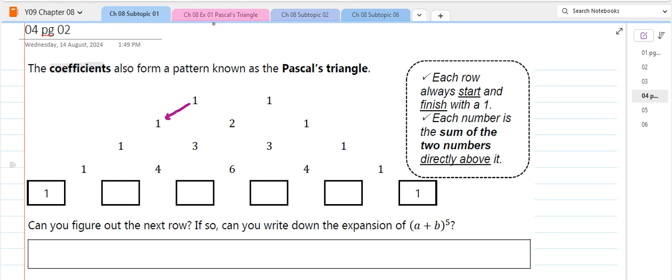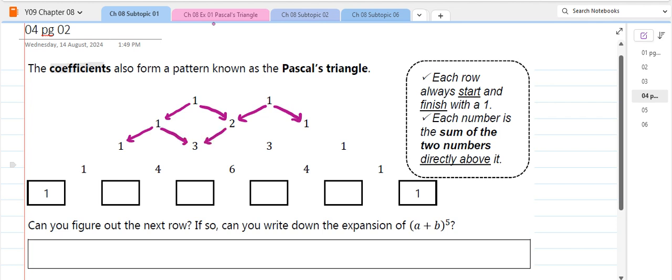But for the 2, how do we form it? Number 2 is that we have a 1 from here and a 1 from here. Added together, you get 2. So this is a continuous pattern as you go down the rows. So here 1 plus 2 is 3, 2 plus 1 is 3, and this is a continuous 1. At the end of all the rows, they're always 1, but the numbers in between are added together.